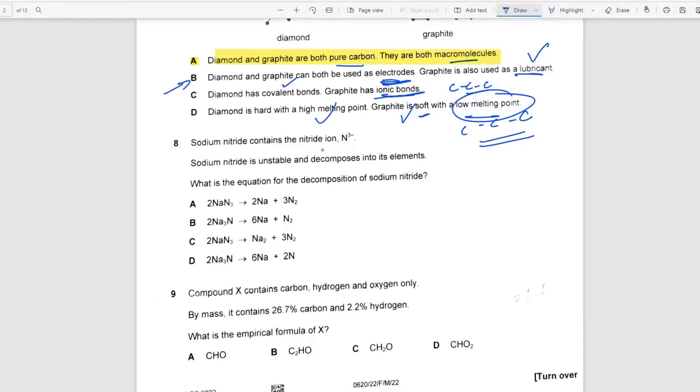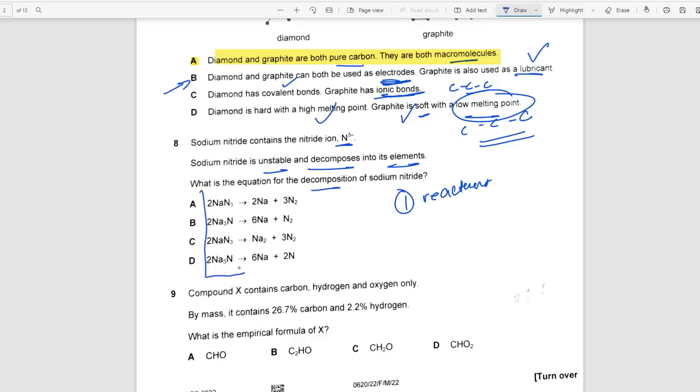Sodium nitride contains the nitride ion N3-. Sodium nitride is unstable and decomposes into its elements. Now, what is the equation for the decomposition of sodium nitride? We know in decomposition we always have one reactant, and the products will be as many as they are. So in this decomposition reaction, if you don't have an idea how this equation looks, you have to be quite smart.